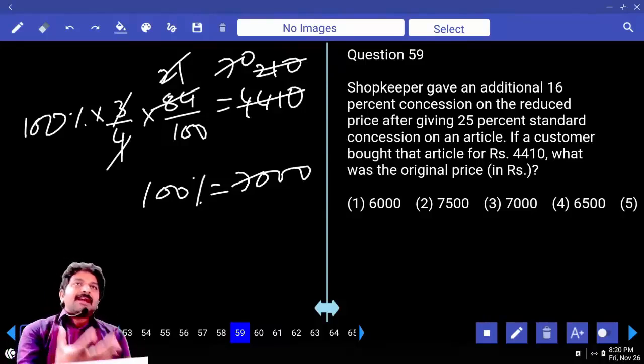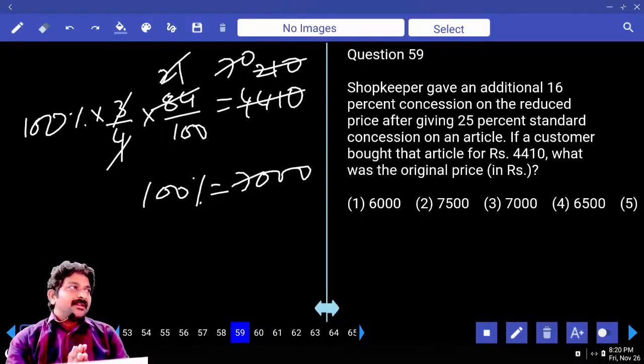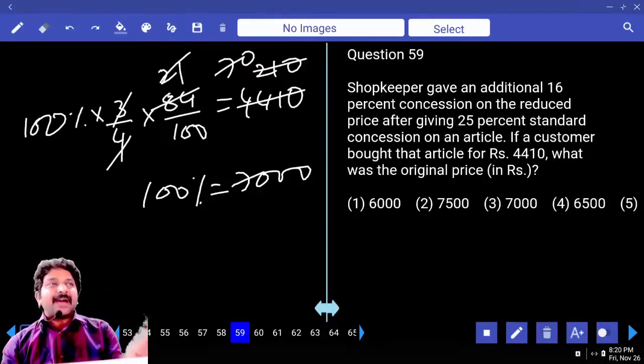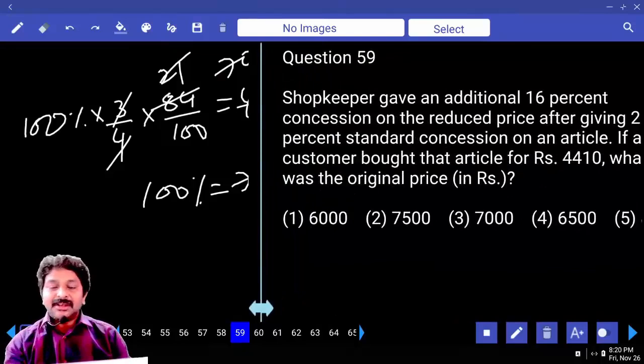But I recommend using approximations. If you have command over calculating percentages, it is fun at your fingertips. Using your fingertips, you will get the answer. But provided you should be thorough in percentages. Practice anyhow, you have to have it.